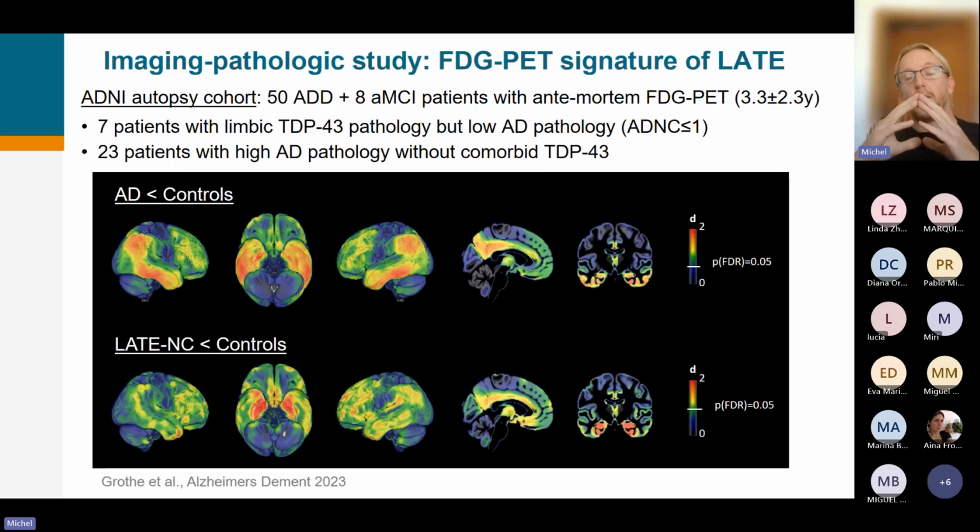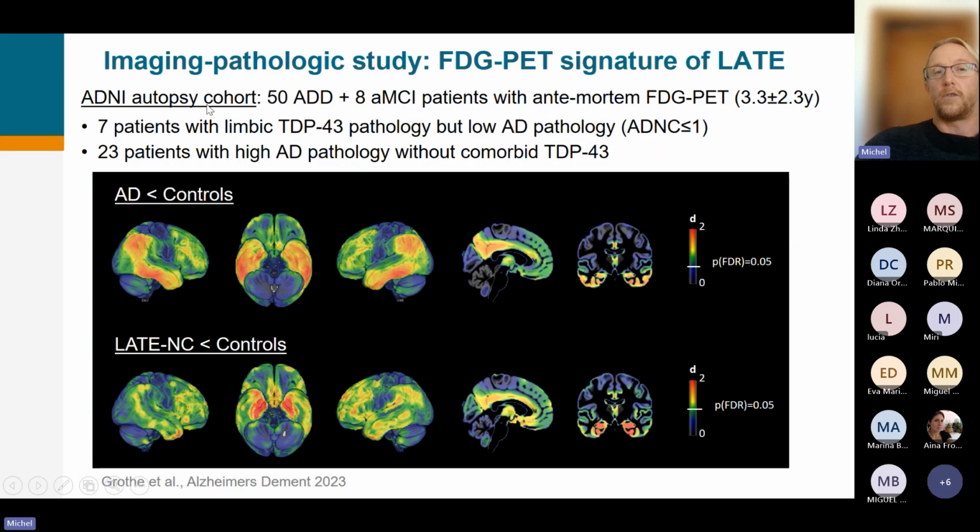So what we wanted to do in one of our recent studies is to see whether we can find an FDG-PET signature of LATE, in the same way as Alzheimer's disease has its known signature, and dementia with Lewy bodies has its known signature, being more posterior occipital compared to Alzheimer's disease. We wanted to see if LATE is characterized by its own FDG-PET signature, which could then be used, similar to these other signatures, for aiding differential dementia diagnosis.